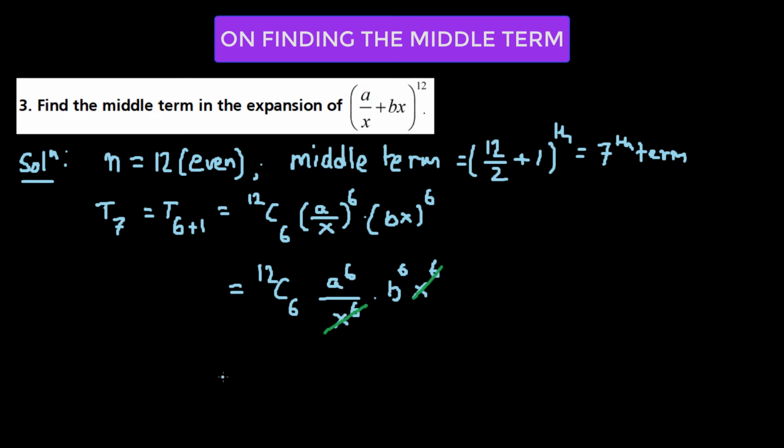And the final answer would be 12c6 a raised to the power of 6 times b raised to the power of 6. Then we find out the value of 12c6. So 12c6 gives us 924 times a raised to the power of 6 times b raised to the power of 6. So that is the middle term for the given binomial expression. Let's go to the next one.